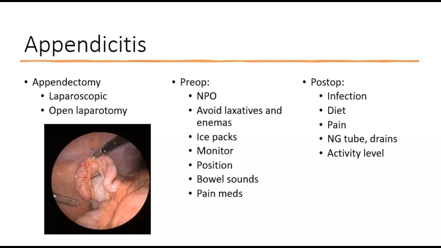Postoperatively, you want to assess the incision for signs of infection. Advance the diet gradually as tolerated when bowel sounds return. Assess the effectiveness of pain medication. If the appendix is ruptured, there might be an NG tube and a Jackson-Pratt drain, so monitor drainage of these. And teach the patient to avoid lifting, stretching, or strenuous activity until their follow-up appointment.